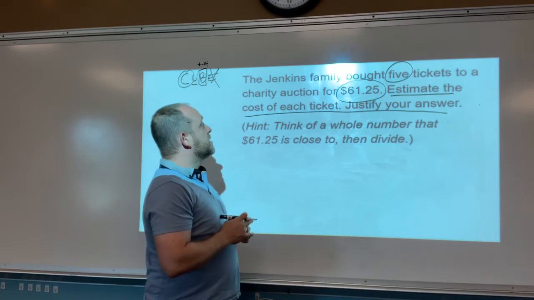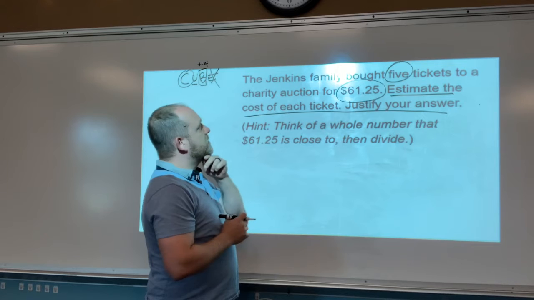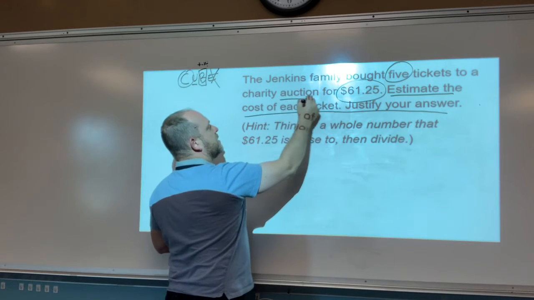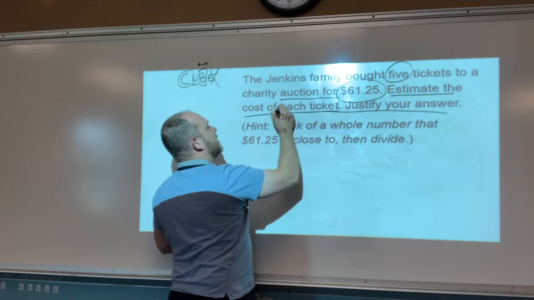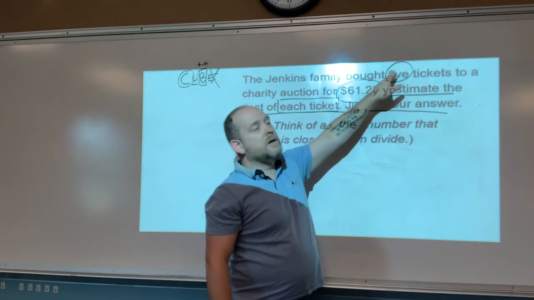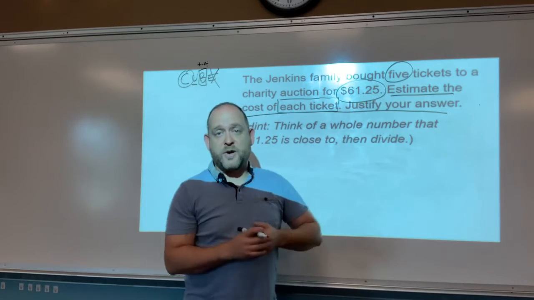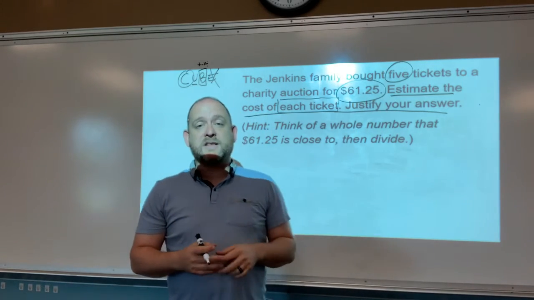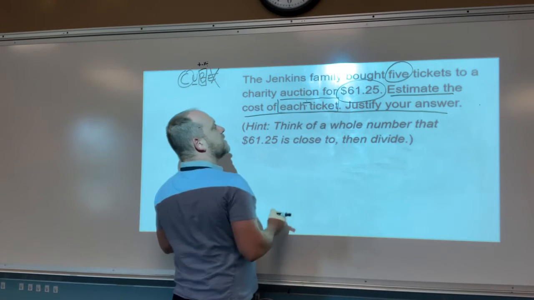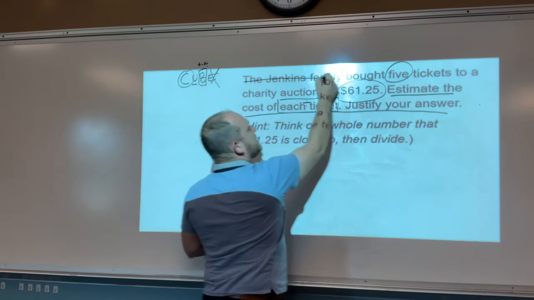to use. So, the Jenkins family bought 5 tickets to an auction. The cost of each ticket. Each ticket means we're taking a big thing and we're breaking it into this many groups to find out the price of each of those things. That's going to be division. So I'll put a little division sign there. Ladies and gents, I can cross everything out.